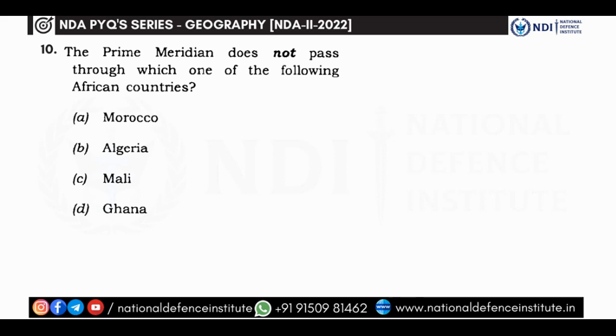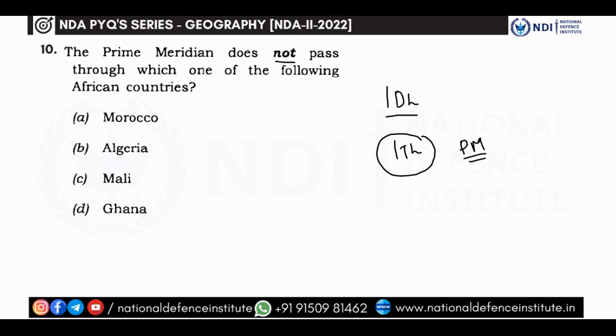So next is, the prime meridian does not pass along through which one of the following African countries? See friends, in the previous question we saw about the international date line. Here they are directly asking about the prime meridian. So why have they asked this one? Of course, it's also somewhat calculative, but this is also map based and also your basic concept. So they are asking which of the following countries it does not pass through.